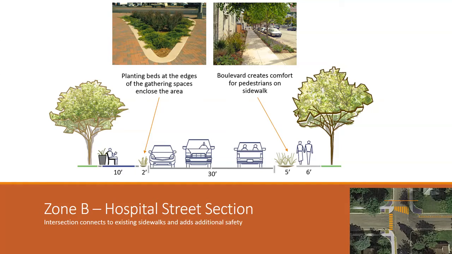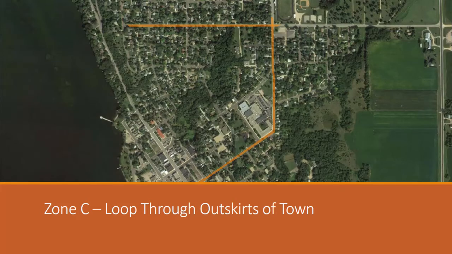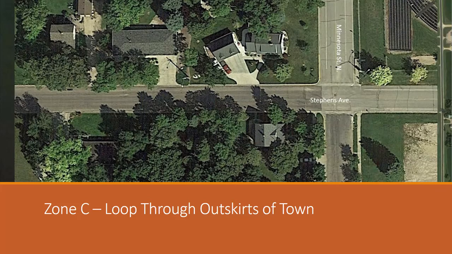And here are the widths again. 10 feet is about the width of the gathering space, 2 feet buffer, 30 feet of vehicle travel, and then 5 feet of another buffer, the boulevard, and then the 6-foot sidewalk. Zone C is the loop through the outskirts of town. Here's the intersection I'll be looking at with a perspective. Specifically, it's Stevens Ave once again, and then Minnesota Street North.